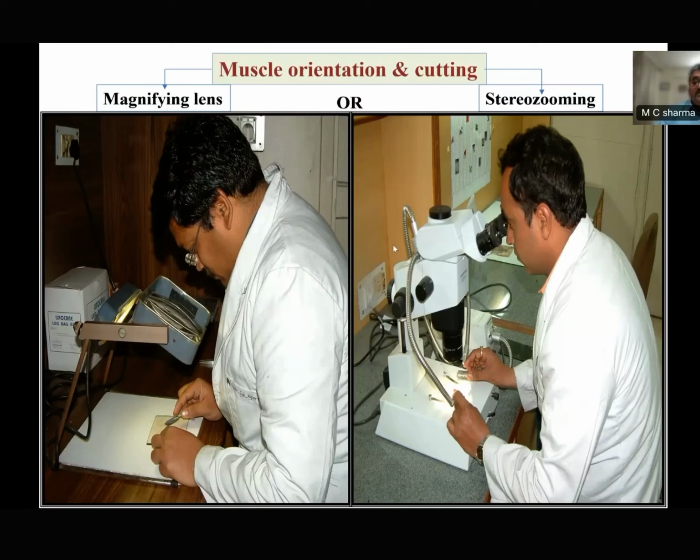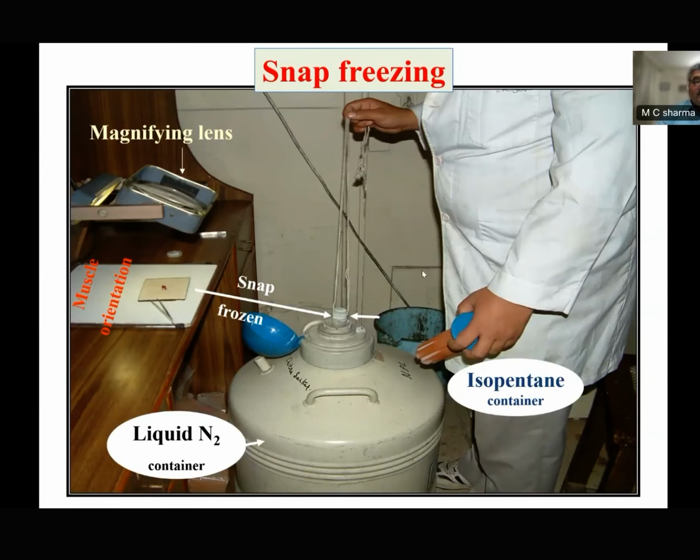One can use the stereo zooming microscope, whatever is available or whatever is convenient. Some people even embed the muscle without using these, without any problem. After this, the isopentane is pre-cooled in the liquid nitrogen, and the muscle is put in this, and it is immediately put in the liquid nitrogen. Now there are different ways.